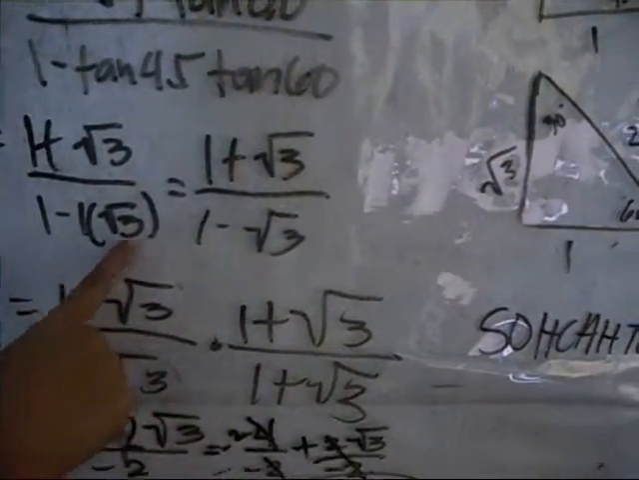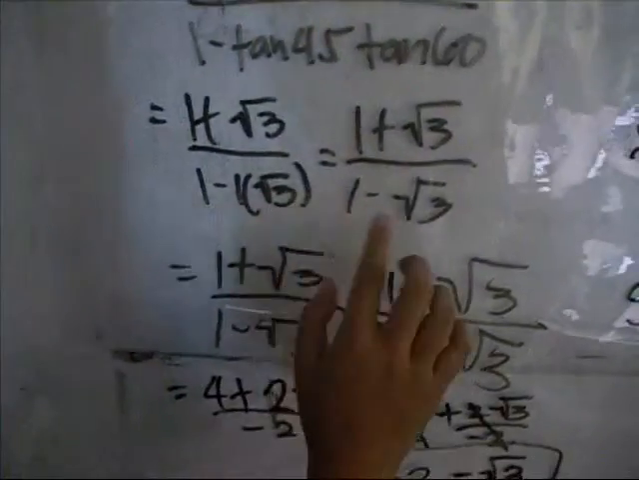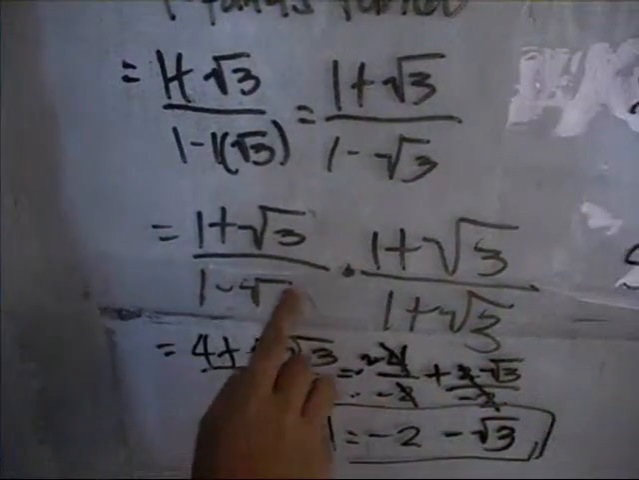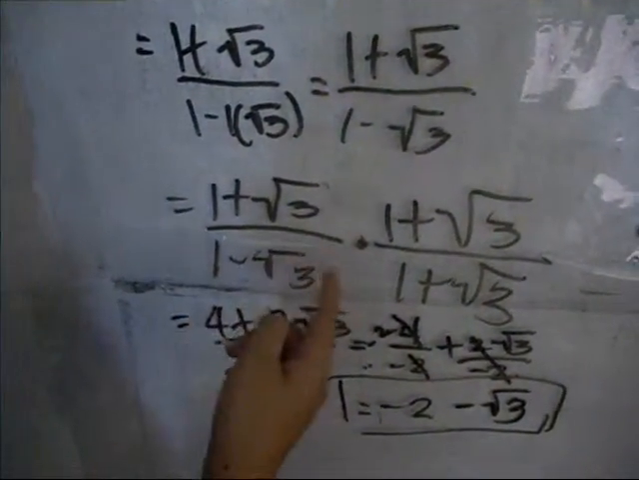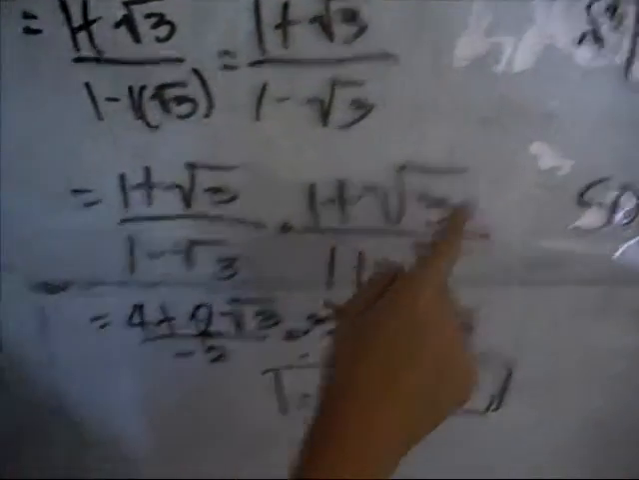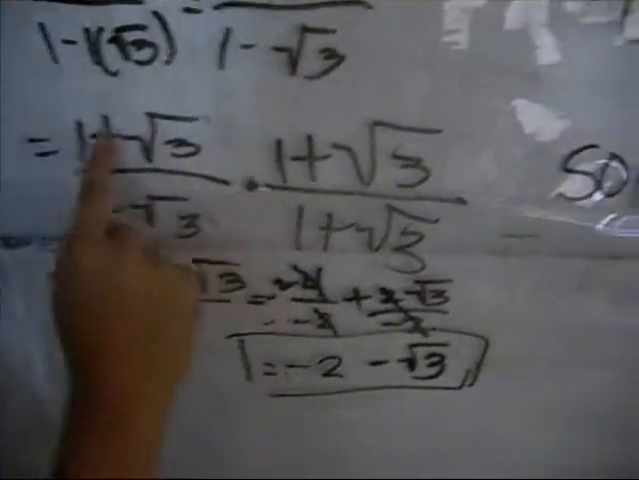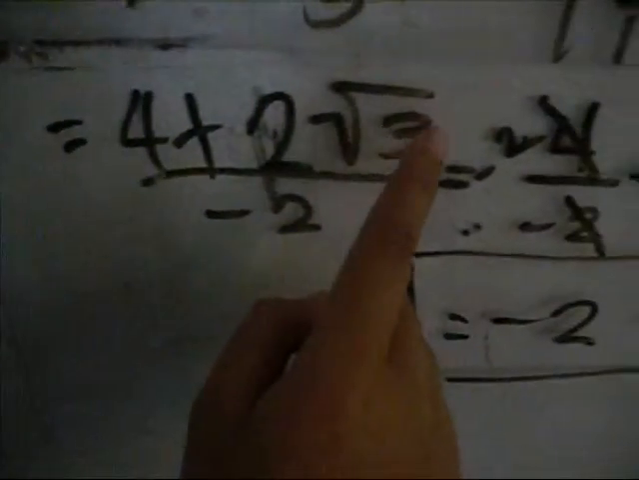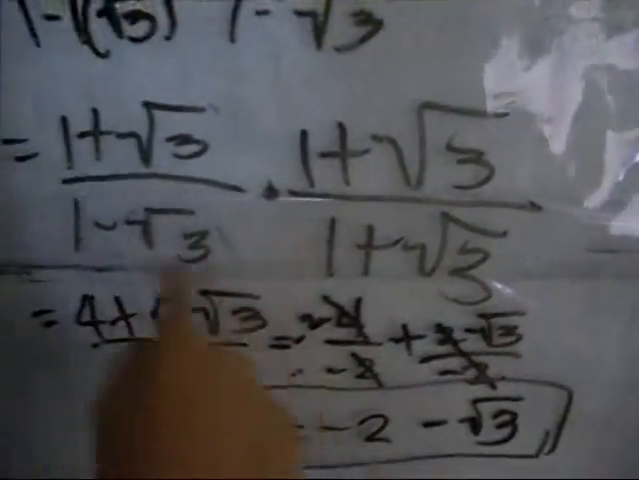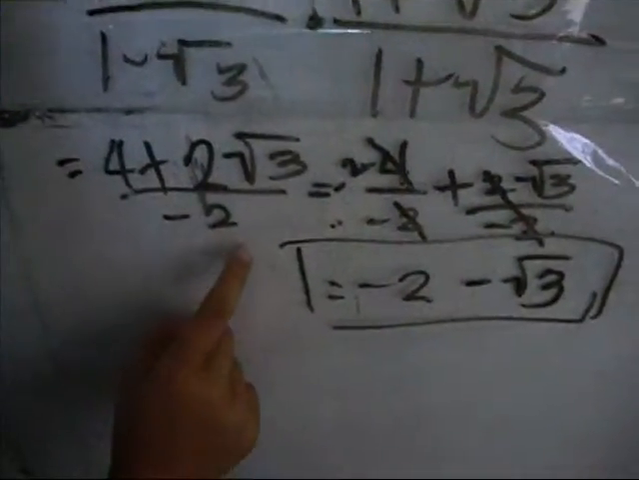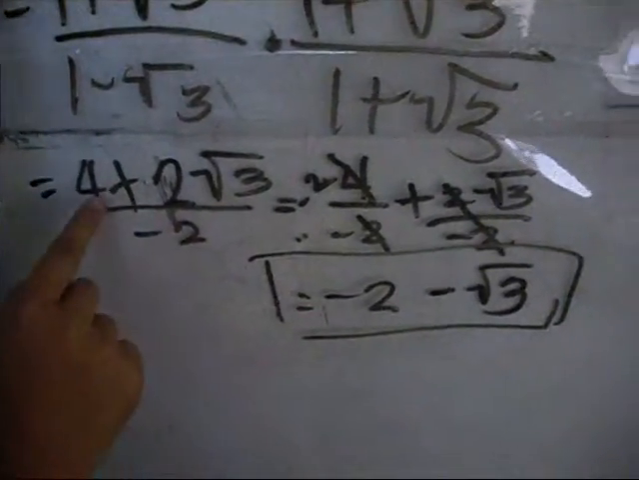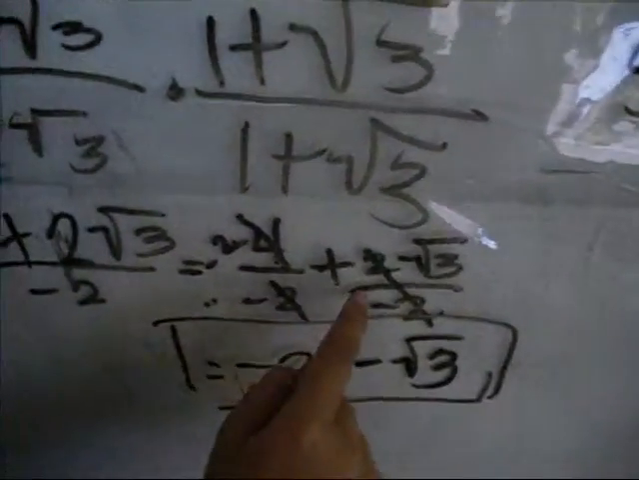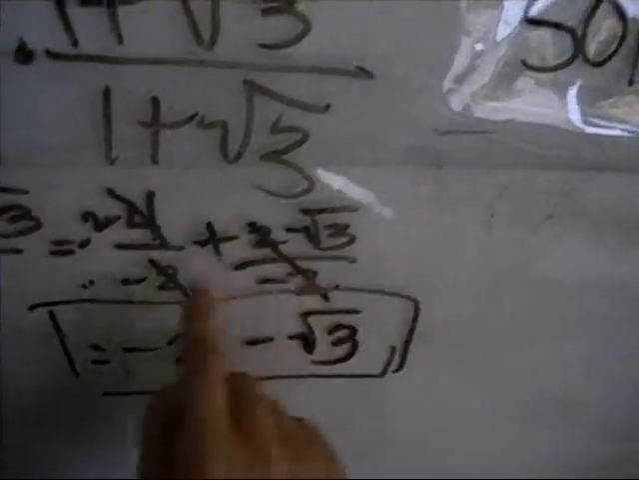Then distribute this, then the denominator will now become 1 minus square root of 3. And then multiply this expression by its conjugate, which is 1 plus square root of 3. If we use the FOIL method here, the resulting product will be 4 plus 2 square root of 3. And since they are conjugates, the denominator will be just negative 2. And then if we separate the two terms, they will be 4 over negative 2 plus 2 square root of 3 over negative 2.